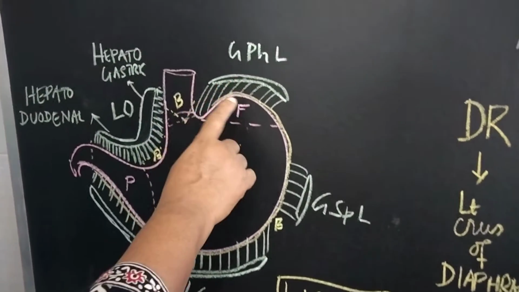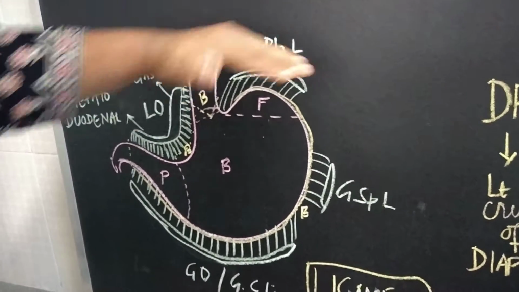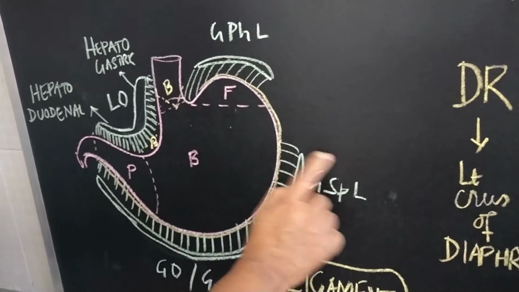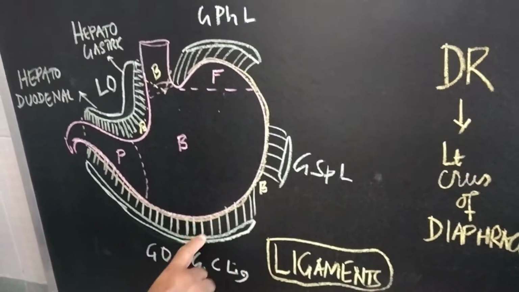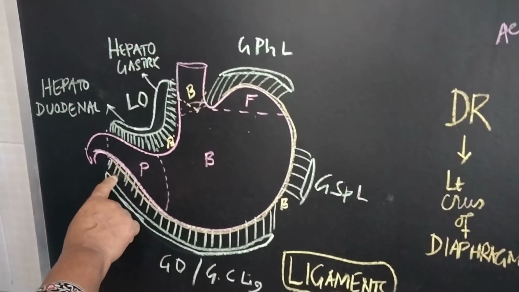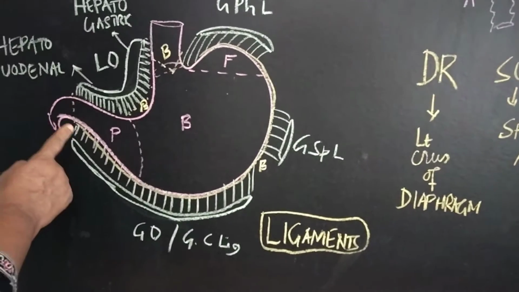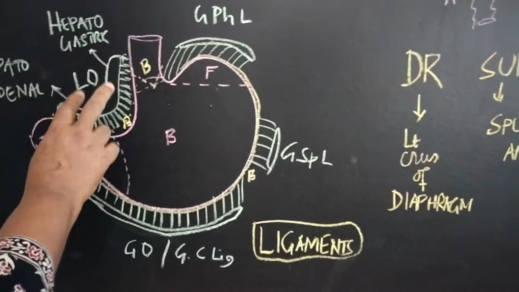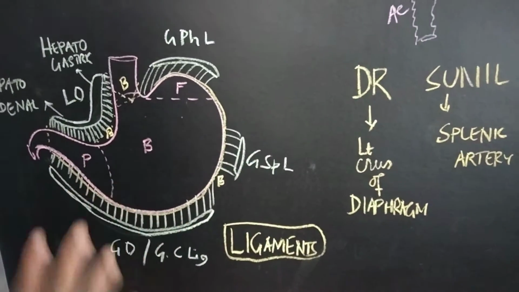Now to the greater curvature, this is the gastrophrenic ligament, which gives attachment to the undersurface of the diaphragm. Gastrosplenic ligament goes to the hilum of the spleen. This is the gastrocolic ligament or greater omentum that goes to the transverse colon to become the transverse mesocolon, till the first 2.5 centimeters of the first part of the duodenum. So these are the four folds of the stomach which will be asked during practical examination.